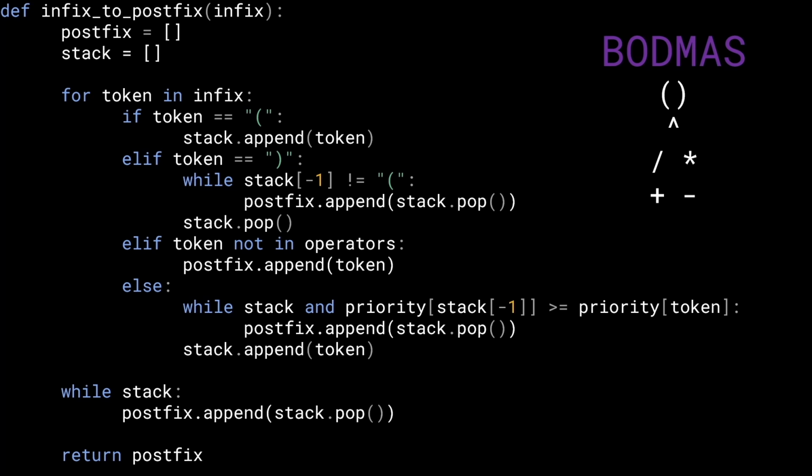Now, how do we define the priority? Well, the priority will be a little bit different. Obviously the power has the highest priority, then division, multiplication, and then addition, subtraction. But the opening bracket will have the lowest priority. Why is that, you ask? It has a very interesting reason behind it.